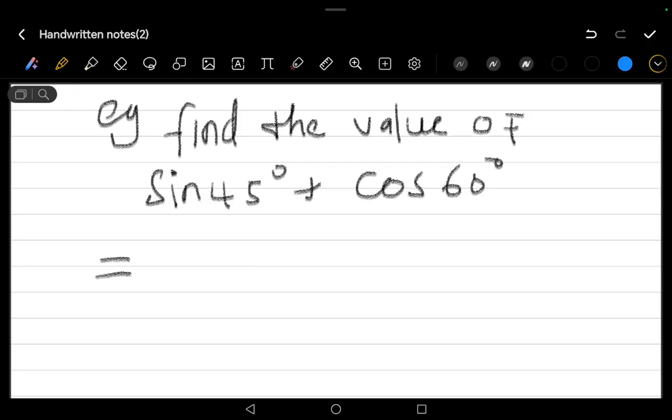Bobby, I got to a stage whereby. Wait. Chipiwa, are you calculating? Are you finding the value? Yes. How much? What's the value? What's the value of sine 45 plus cos 60 degree?